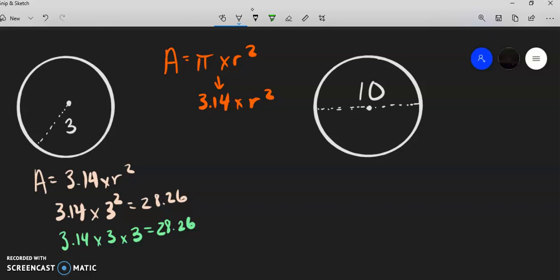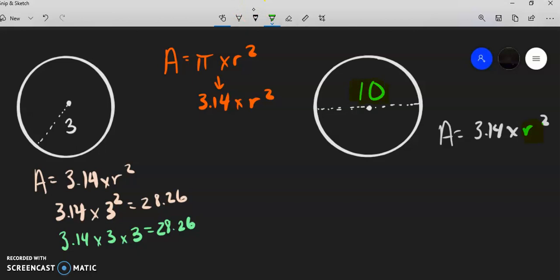And again, the formula is area is equal to 3.14 times radius squared. The only problem here is that the formula is asking us for a radius, and we don't have a radius. We have a diameter, which is 10.